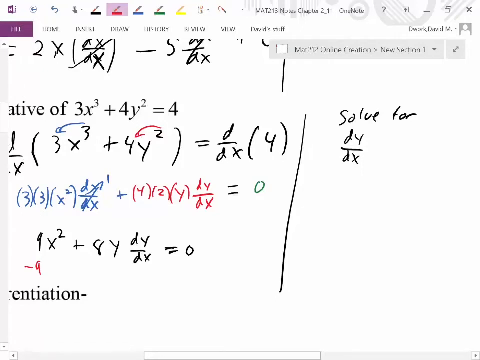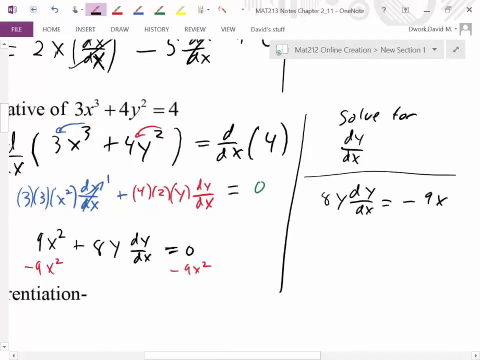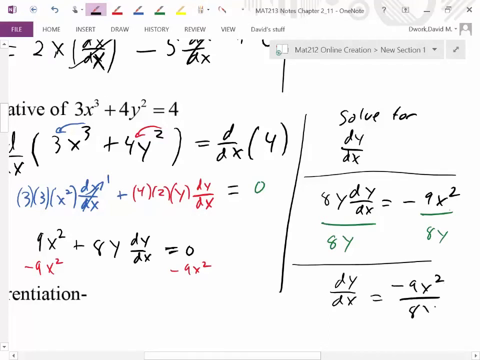We're going to go ahead and subtract 9x squared from one side, subtract 9x squared from the other side. And what would that give me here? That would leave me with 8y dy/dx, which is equal to negative 9x squared. Now, to get dy/dx by itself, we're going to have to divide by 8y. So divide this side by 8y, which would therefore leave me with dy/dx equal to negative 9x squared over 8y. And in our final answer, we are now done.